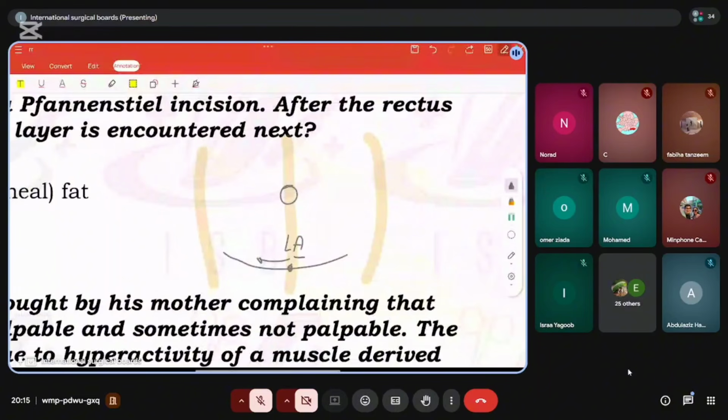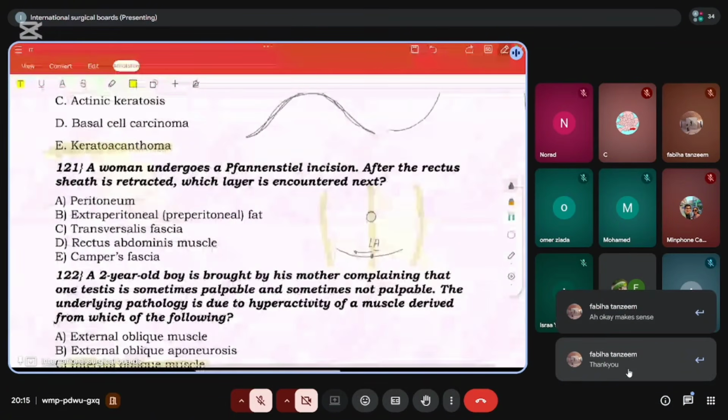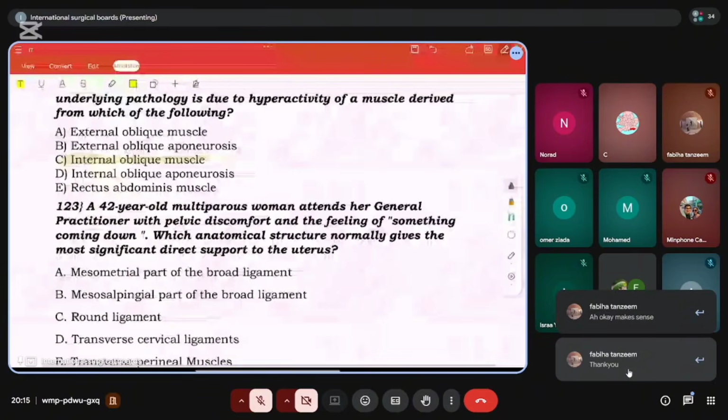Okay, so in Pfannenstiel incision, we don't make a big incision over the rectus sheath and open that, then open the muscle. That doesn't happen. Okay. Right, let's see the next question.